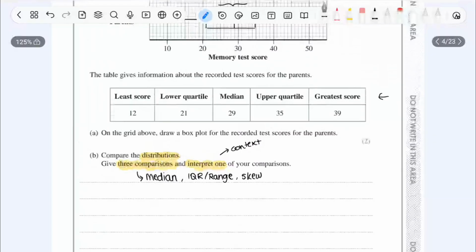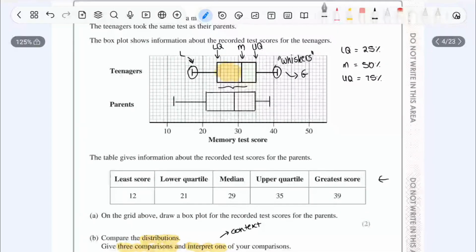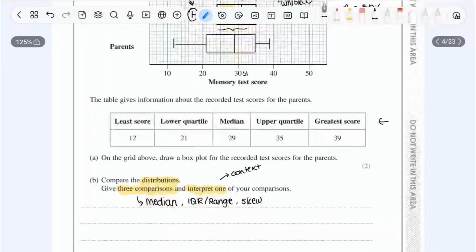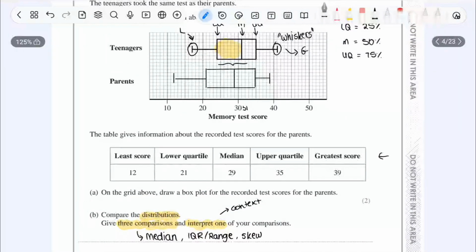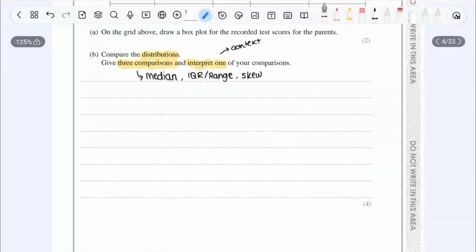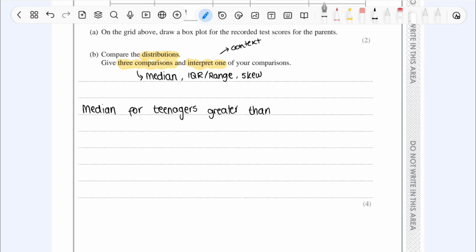So then let's look and actually go to the box plots. Now we can see the median for the teenagers, if you read it off, is approximately, or it is at 31, which is here. And we can see that the median we've been given was 29. So we can say the median of the teenagers was greater than the median for the parents. And that's your first mark.